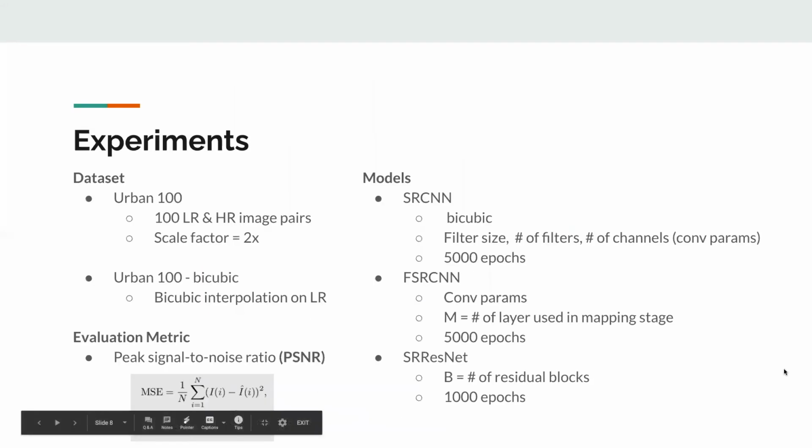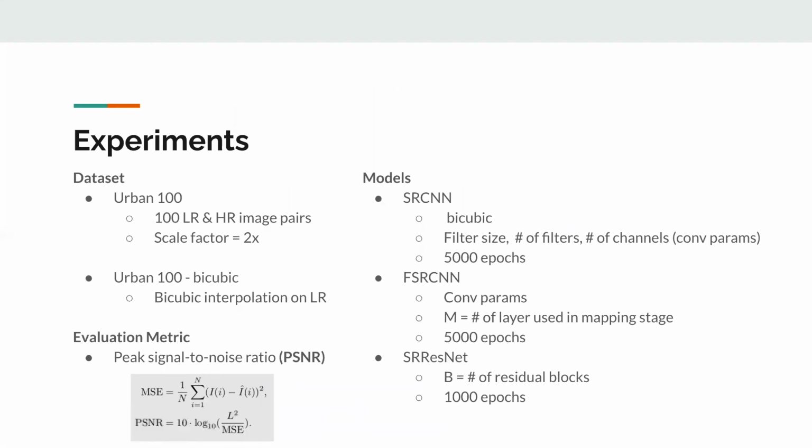So now moving on to our experiment. We currently evaluate our models on Urban 100, which is the dataset used by the original SRCNN paper. It contains 100 image pairs with a scale factor of 2. We also have a bicubic interpolated version of it. As shown here on the right, our experiments focus on how growing each network deeper affects the model performance and evaluate the models by using PSNR, which evaluates the image restoration quality.